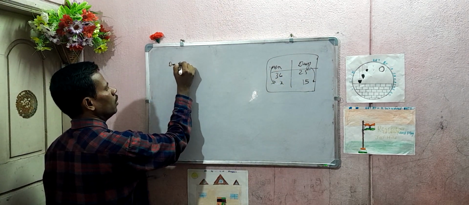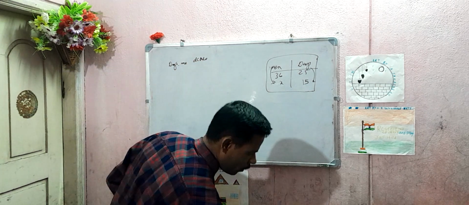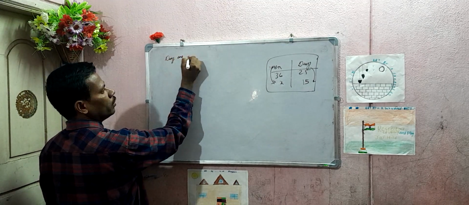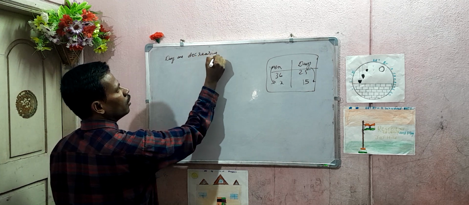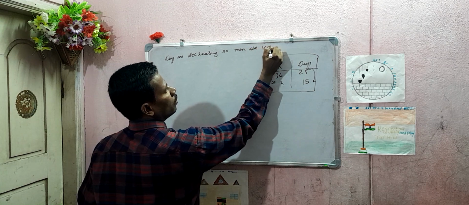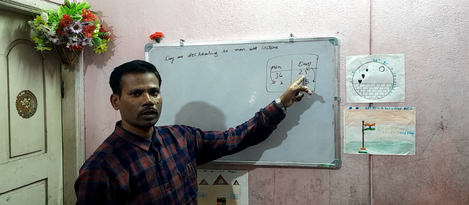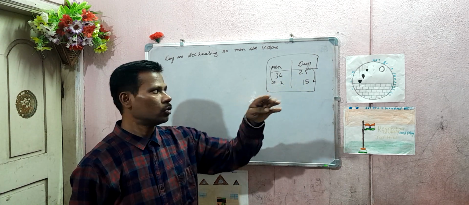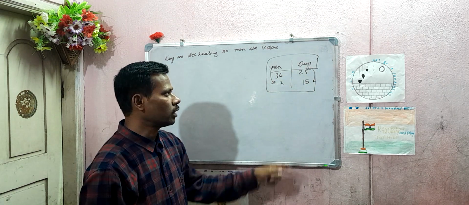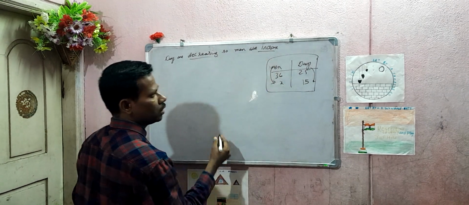Days are decreasing. So men will increase. Why? Because originally 36 men are there, they are taking 25 days. Now only 15 days are there. So days are decreasing, but the landowner wants to finish up the work within the given time. So they should employ more additional men. So here decreasing, increasing.